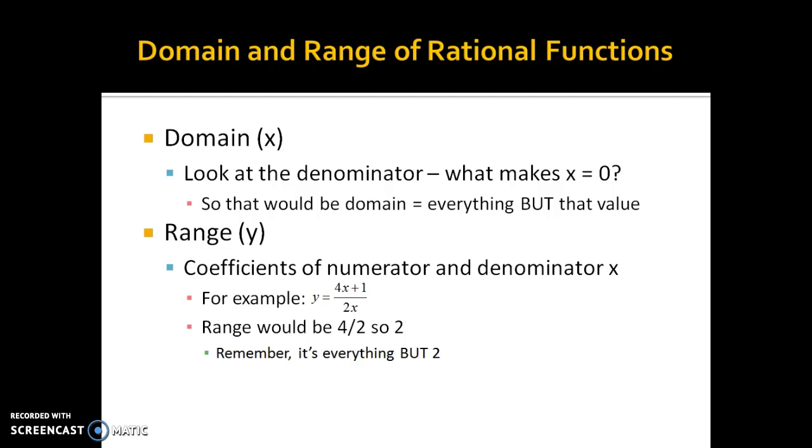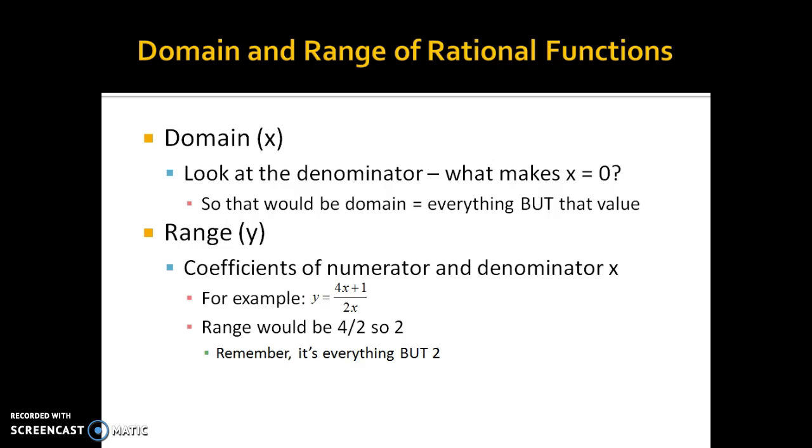So for the domain, this should be a review. Very easy. You just look at the denominator. What makes x equal 0? Remember, you can't have anything divided by 0. So if anything makes that denominator equal 0, that's not part of the domain. So the domain is technically everything but that value which makes the denominator equal 0.